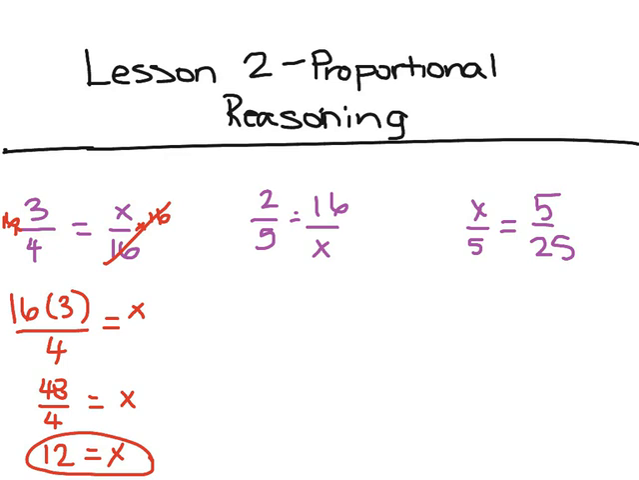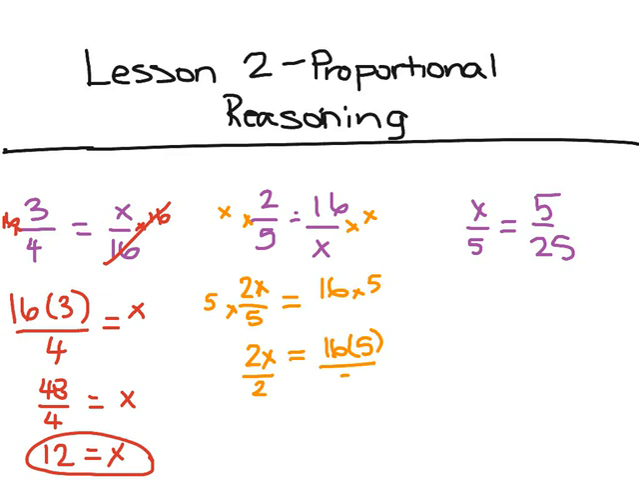For the next one, we have x on the bottom. So we want to move x. So we're going to times both sides by x. So we have 2x over 5 equals 16. Now we want to get rid of the 5, so times both sides by 5. So we have 2x is equal to 16 times 5. Divide both sides by 2. So x is equal to 16 times 5 divided by 2. And 16 times 5 divided by 2 is 40.